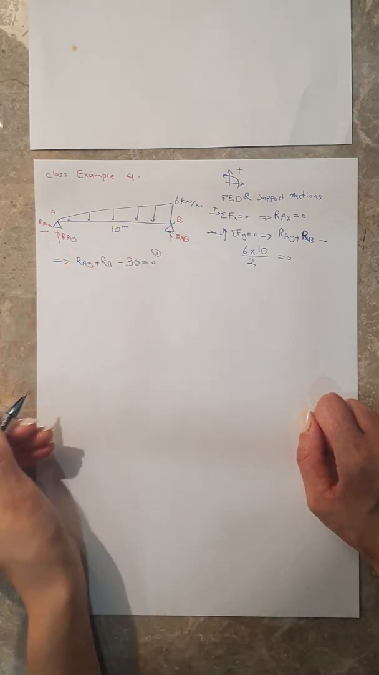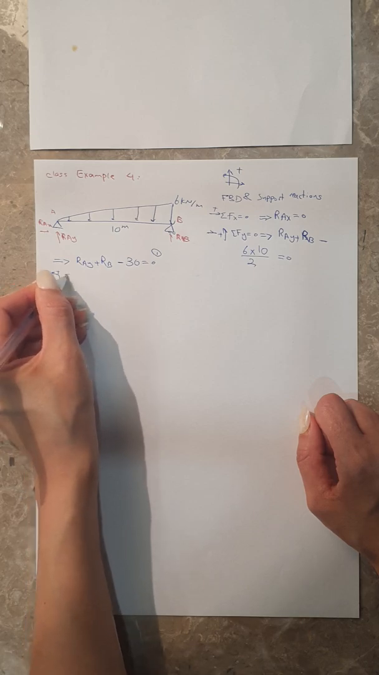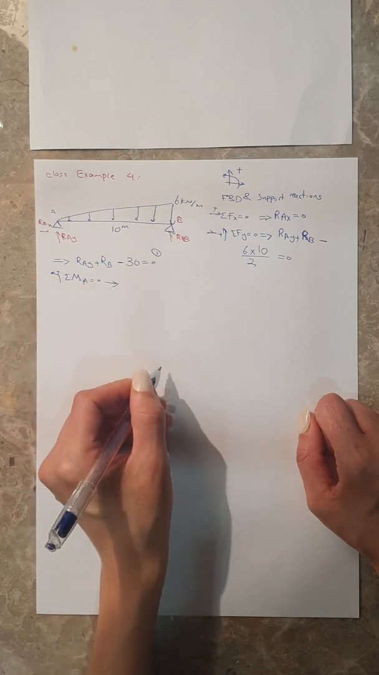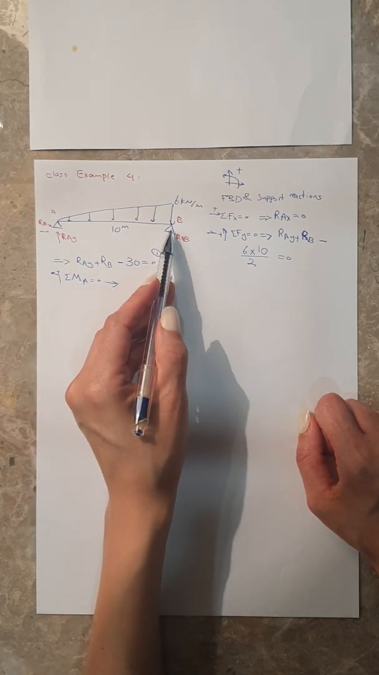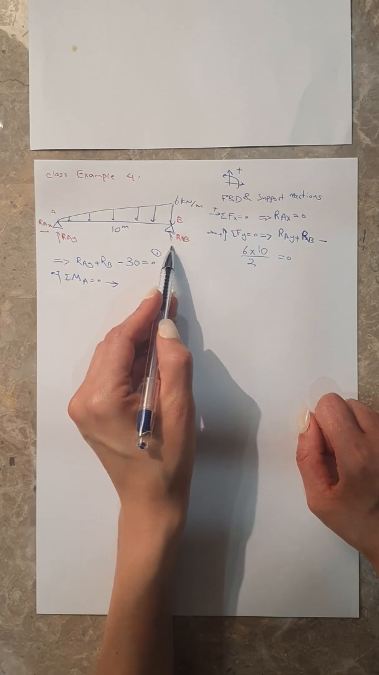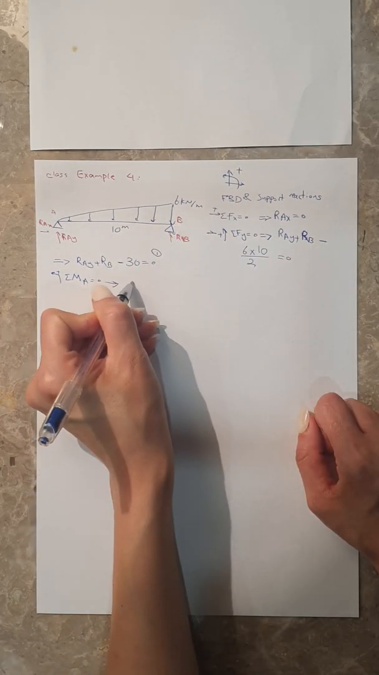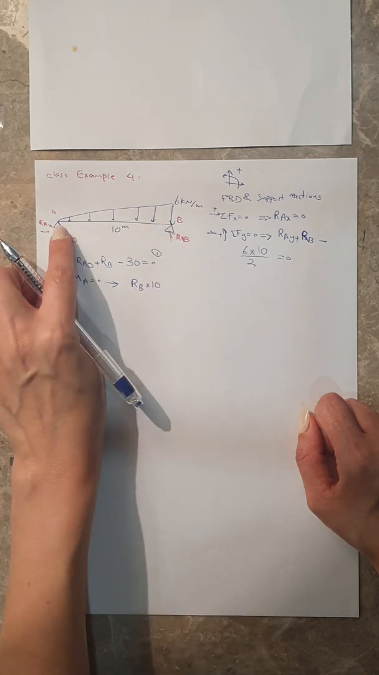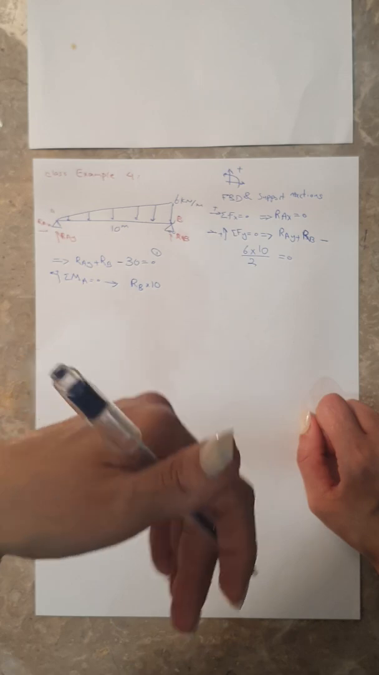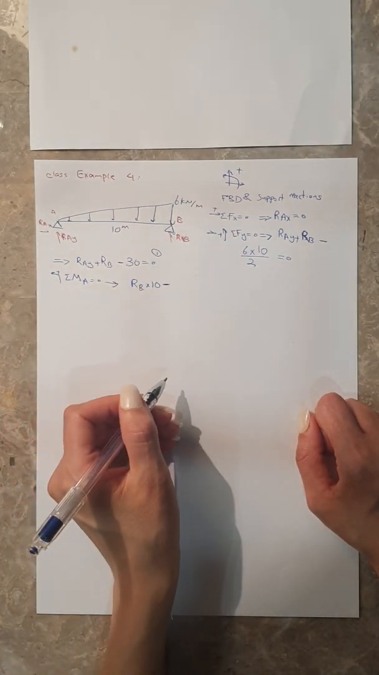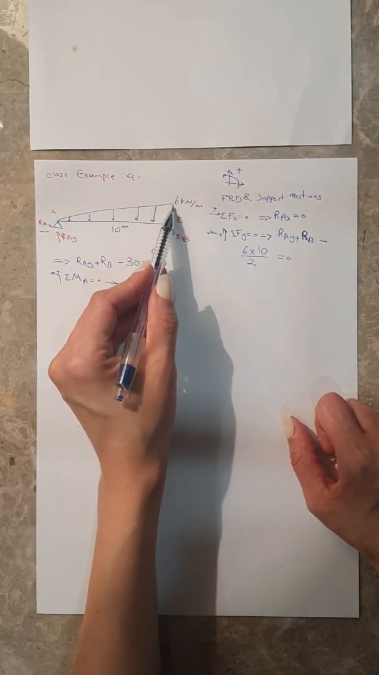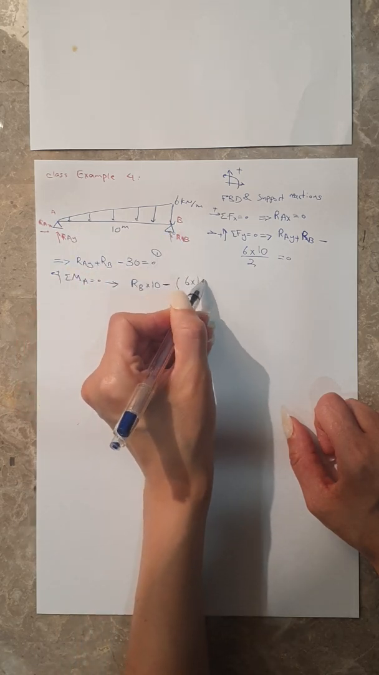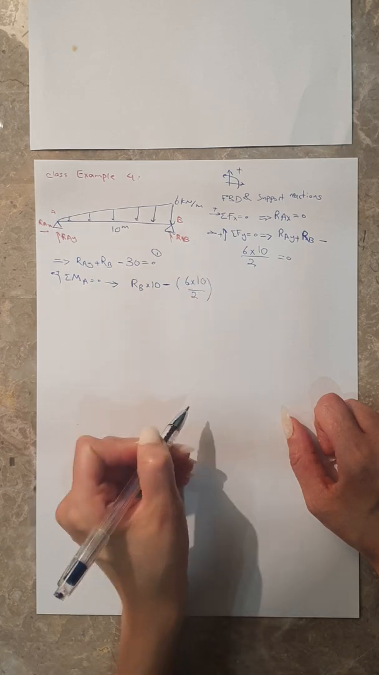This is my first equation, and then we know that the summation of the moment at point A is also equal to 0. Therefore, for RB the moment would be positive: RB times the distance, which is 10. And what about the distributed load that we have? Because it acts in this direction, the moment would be negative, clockwise. The moment would be the value of the force, which is 6 times 10 divided by 2. This is just the value of the force.